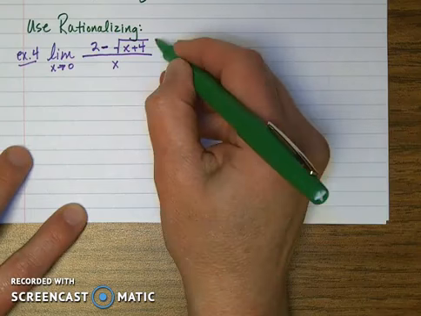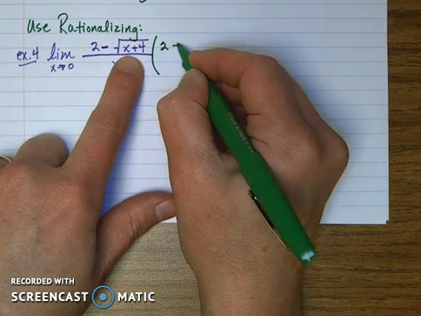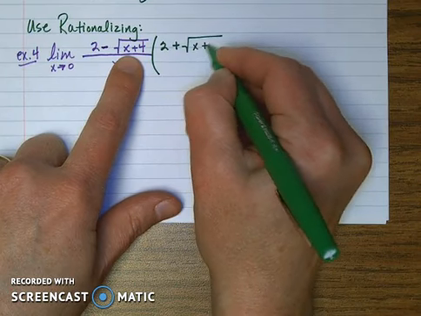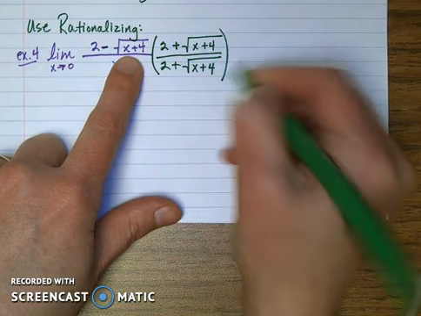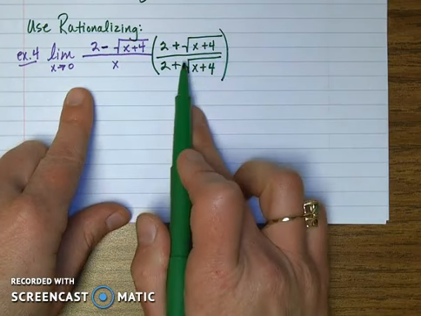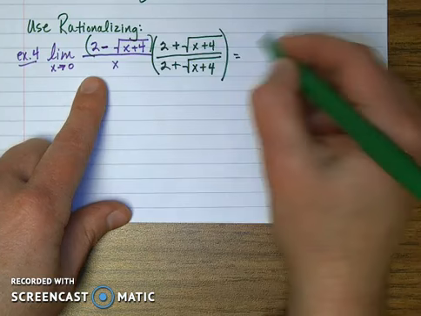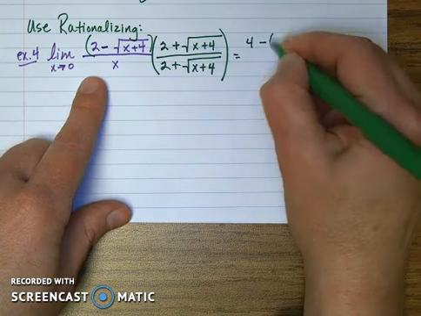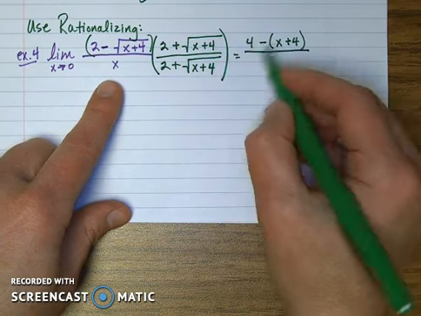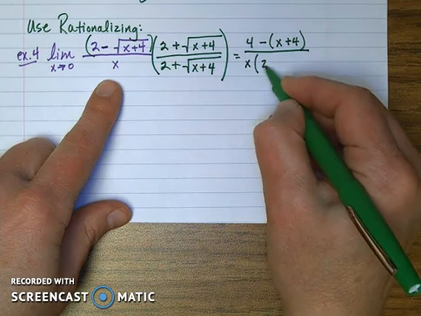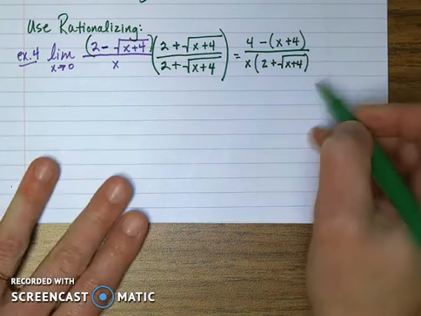So if I want to rationalize and get rid of that radical, I'm going to multiply it by 2 plus the square root of x plus 4 over 2 plus the square root of x plus 4. See, I'm not changing the value of this because I'm multiplying by 1. It just looks different. Now when I distribute and FOIL my numerator, I'm going to have 4 minus x plus 4, correct? Divided by, down here I'm going to leave the x outside. I'll show you why in just a second. Square root of x plus 4. Don't distribute it yet.